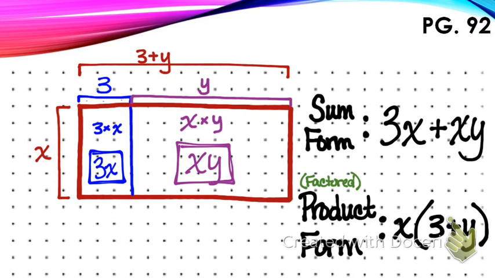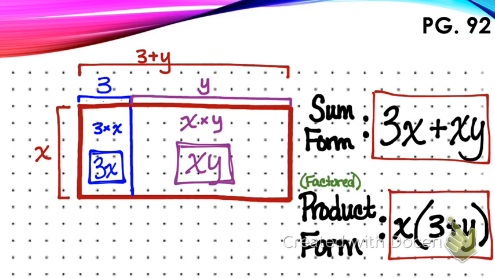And so I've got my sum form and my product form. When we use the distributive property, when we factor things, we are writing things that are equivalent expressions. Multiplying those pieces together, writing them in product form or in sum form doesn't change the value. It just changes the way it looks.